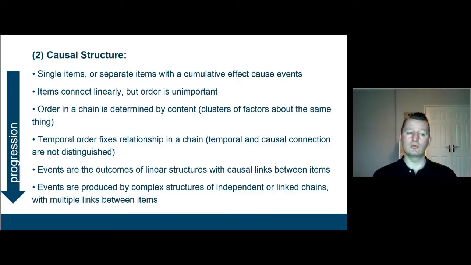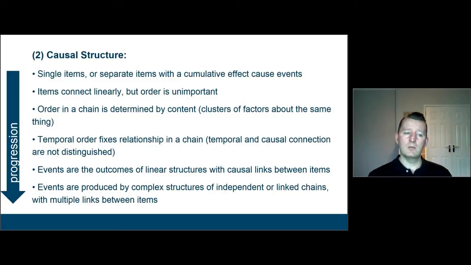The second dimension is causal structure. So the simplest is single items or separate items that have a cumulative effect in order to cause events. The next, in terms of sophistication, is that items connect in a linear fashion, but the order is not massively important. So if the king upsets Parliament and then Parliament try to impose their will and there's an argument, and then an important leader emerges, it wouldn't really matter if an important leader emerged and then Parliament had an argument with the king and then the king came to Parliament and said he was going to dismiss them. So it doesn't really matter what order things happen in. The fact is you need to get the factors lined up.